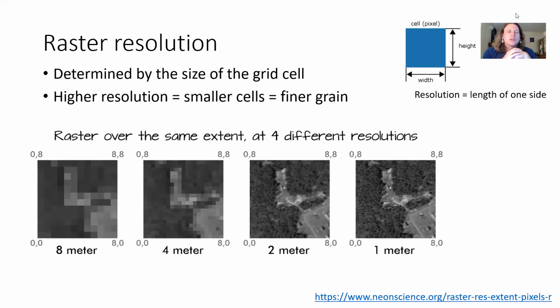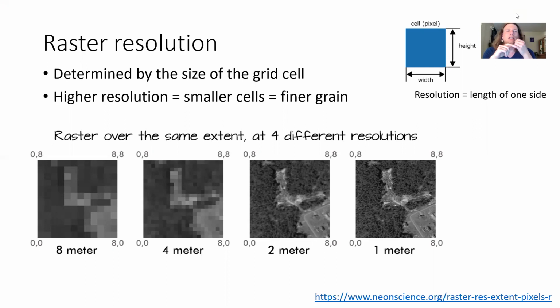So raster resolution is determined by the size of the grid cell. Now the grids are squares, so the width and the height of all the cells are the same. So we can just use one number to represent the raster resolution. So for instance, a 1 meter resolution image means that a cell is 1 meter by 1 meter, whereas an 8 meter resolution image means that it's 8 meters by 8 meters. So the resolution is directly determined by the size of the grid cell.